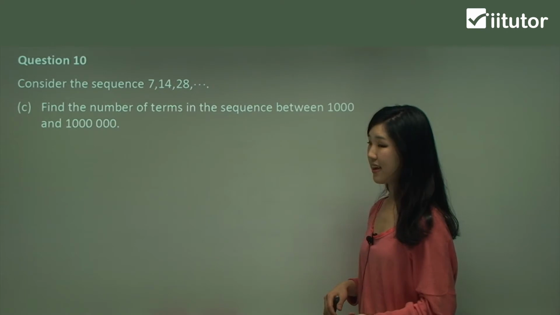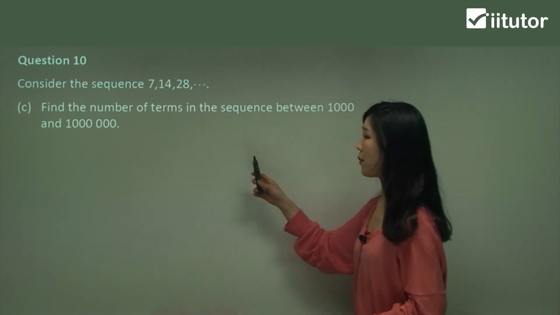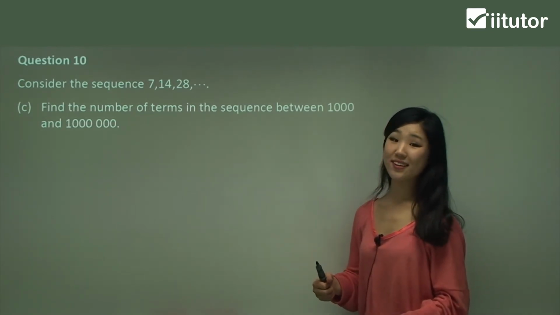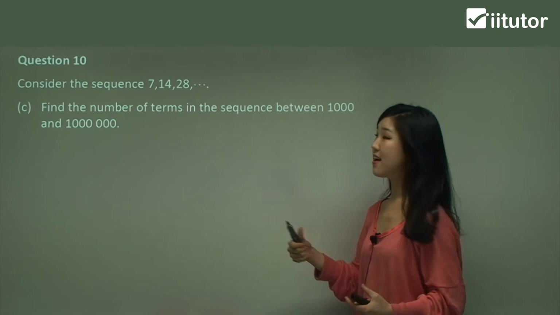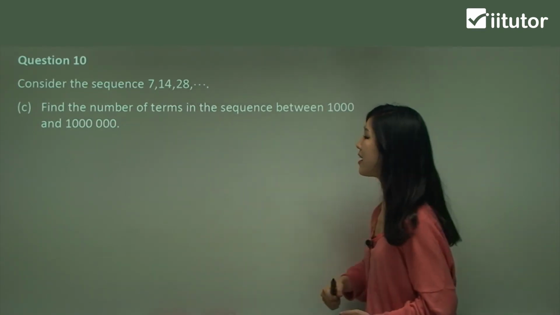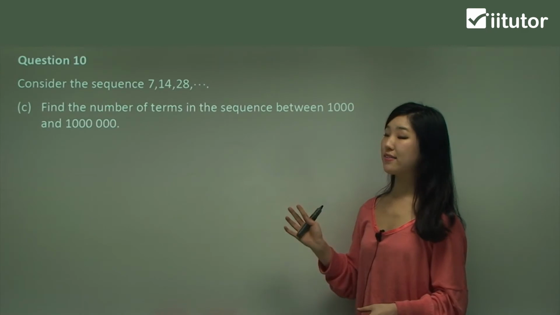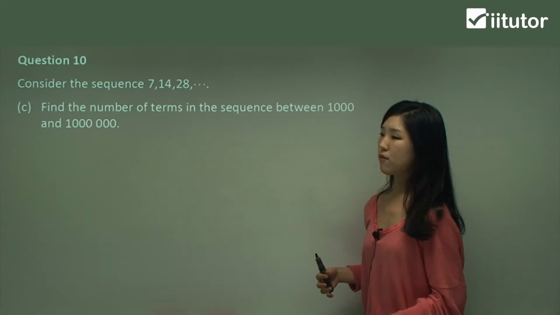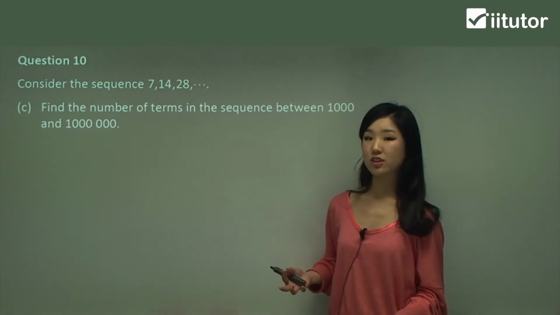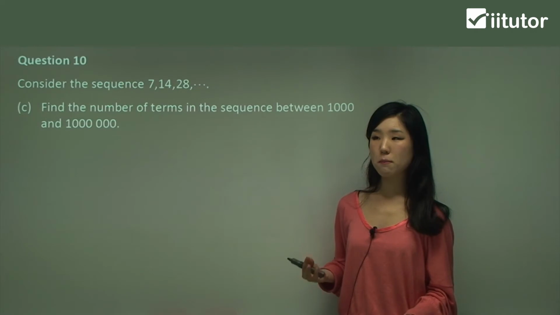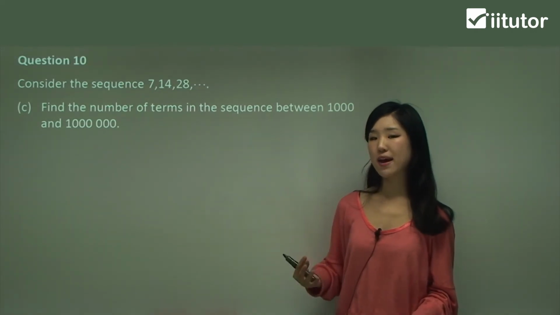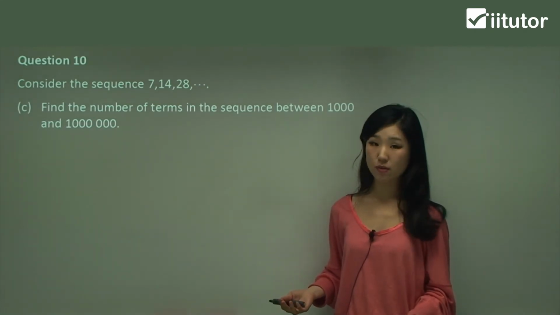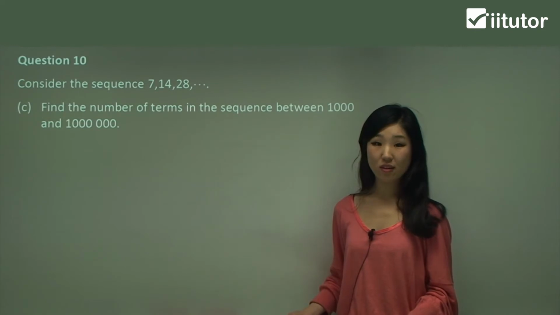Okay, so question 10C is asking us to find the number of terms in the sequence between 1,000 and 1 million. Okay, so how many terms are in between that within this sequence. Okay, so basically guys, this is part C. I want to try to utilize what I have in part A and B. Okay, remember in part A we found the largest 6-digit term. Okay, remember that was term 18, wasn't it? It was 900 and something thousand.